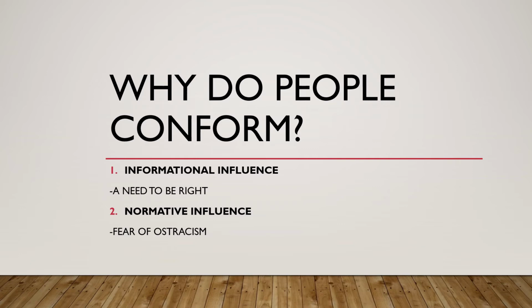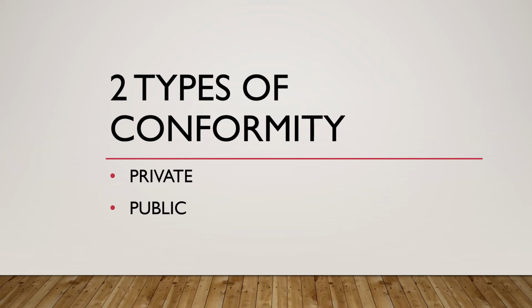Now, there are two types of conformity, and one is called private conformity. This is called true acceptance or conversion. It describes instances in which others cause us to change not only our overt behavior, but our minds as well. To conform at this level is to be truly persuaded that others in a group are correct.